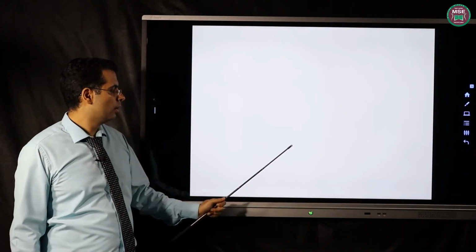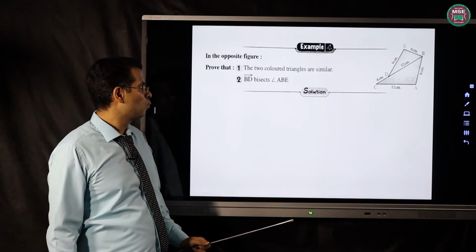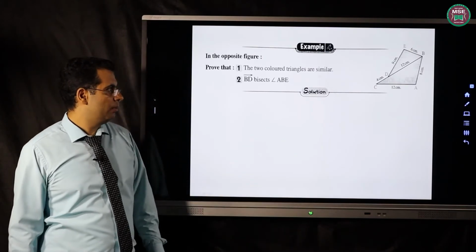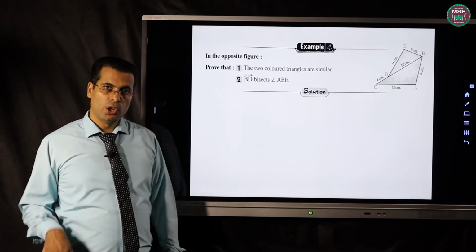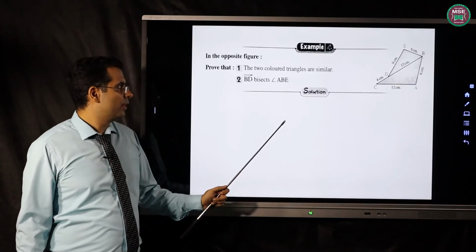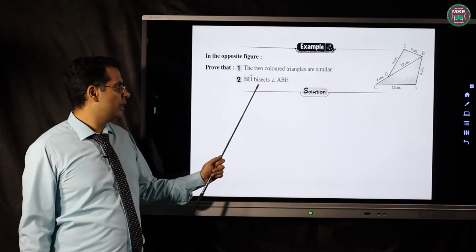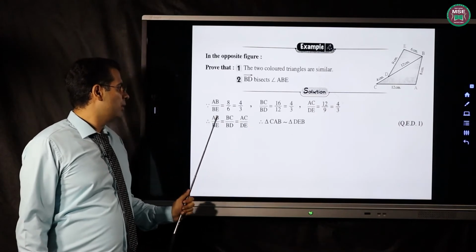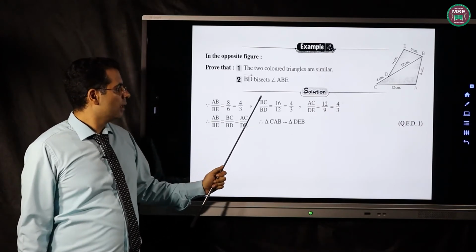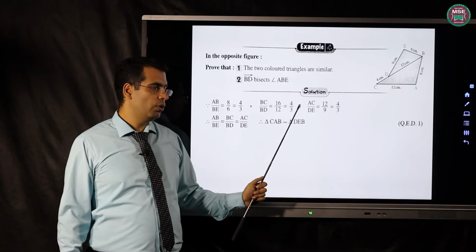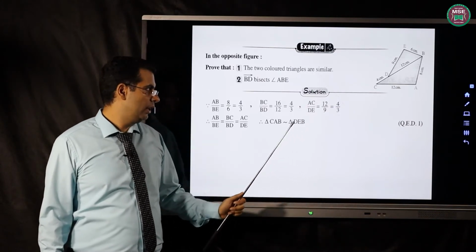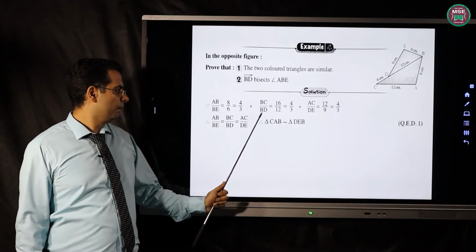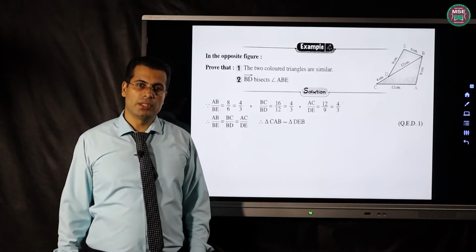Another example. We have 2 triangles. We want to prove that the 2 triangles are similar. This is the first, as we did in the previous example. And the new one: BD bisects angle ABE. The same steps. AB over BE gives me 4 over 3. BC over BD equals 4 over 3. And AC over DE also equals 4 over 3. Then the corresponding sides are proportional. Therefore, the 2 triangles are similar.